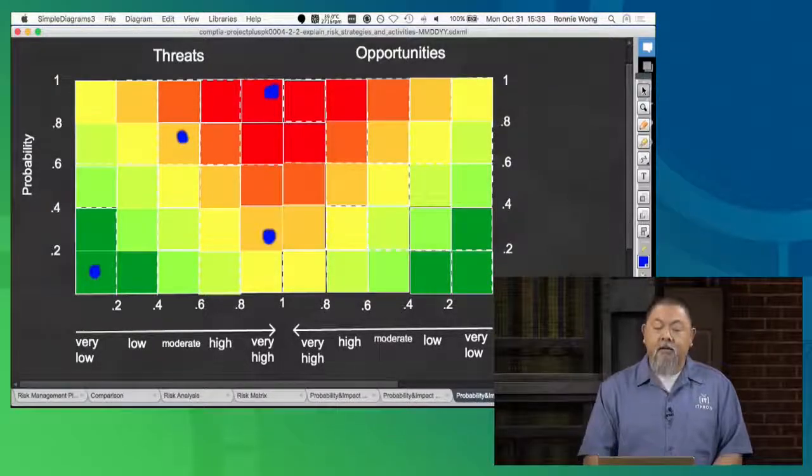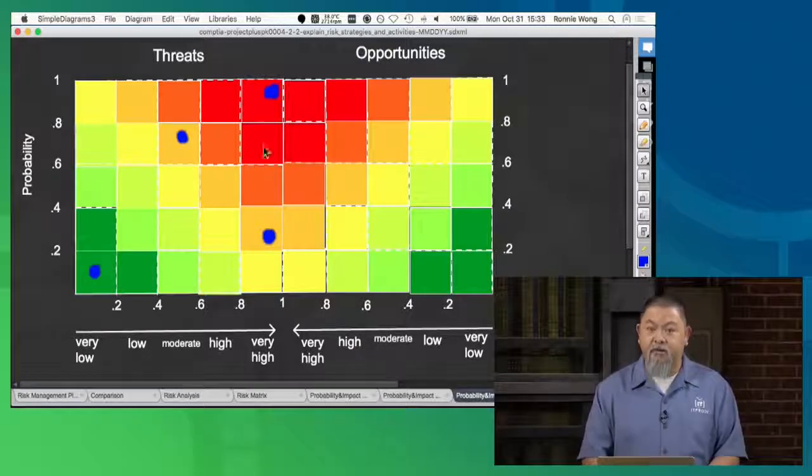So now you can take a look and realize what do you do? You do the same thing with the opportunities. We're not going to worry about that one so much. But realize that you actually have something that you definitely need to address in the red area.